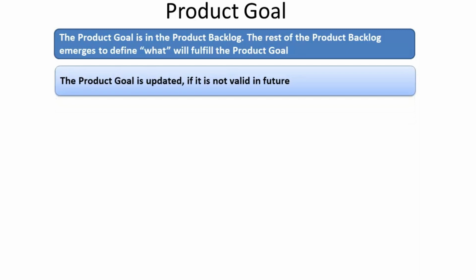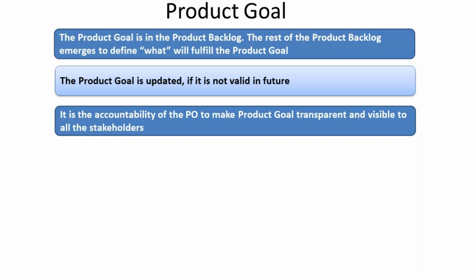Although the product goal is for long term, if there is an update required due to changing business or product environment, then the goal is updated by the product owner to adapt to the new changes. The product goal is set by the product owner, who also ensures that the same is communicated to the Scrum team and the stakeholders throughout the product lifecycle. It is an important responsibility of the PO to make the product goal transparent and visible to all the stakeholders.